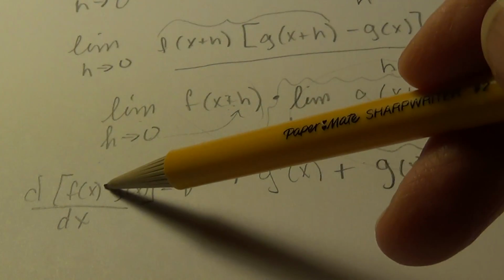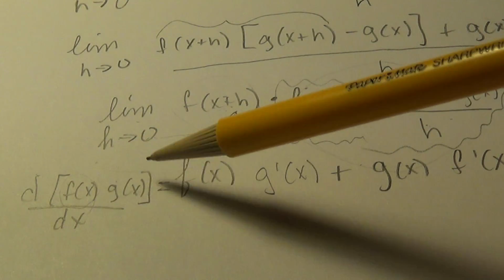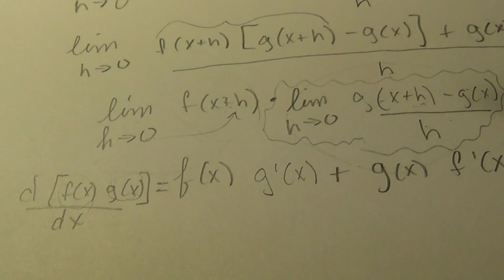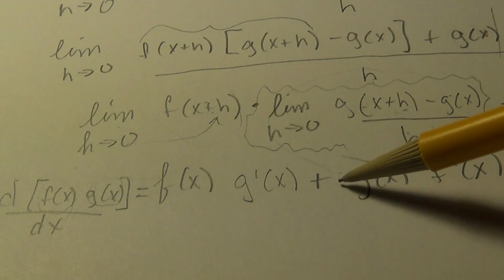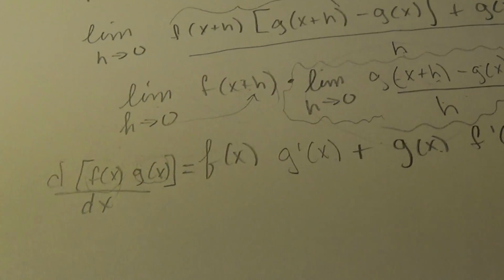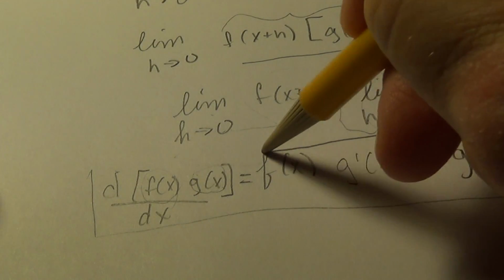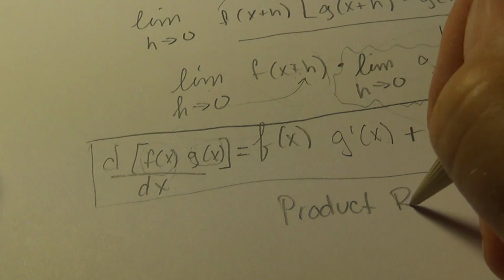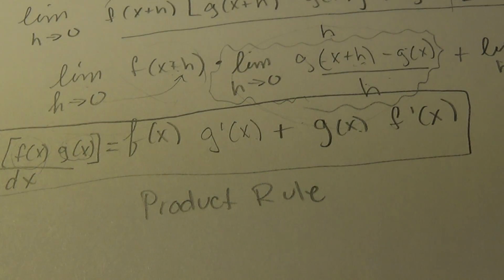So the derivative of the first, let's call this the first function and this the second function. The derivative of the product of two functions is the first function times the derivative of the second plus the second function times the derivative of the first. And that is the derivative of the product, and we call it the product rule. The product rule.